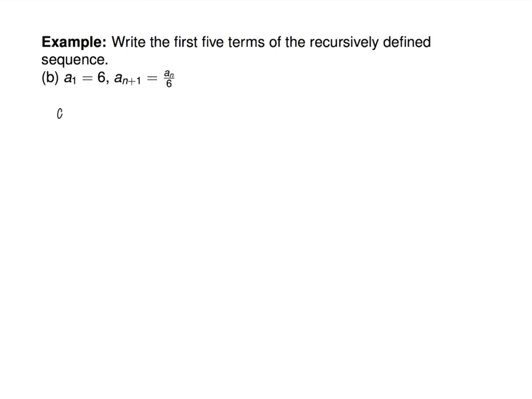Okay, same idea. A1 is equal to 6. And this one's indexed a teensy bit differently, but what this is saying is to find the next term, you take the previous term and divide it by 6. Does that make sense? So then a sub 2 will be equal to a sub 1 over 6. Do you see how the thing on the left subscript is 1 more than the thing on the right, correct? I could have also written this, couldn't I?